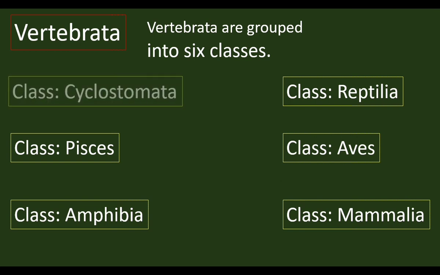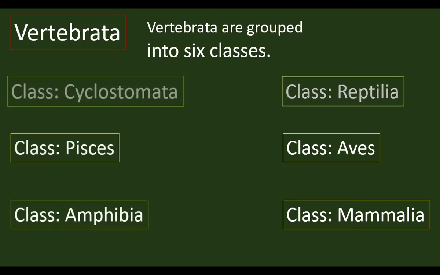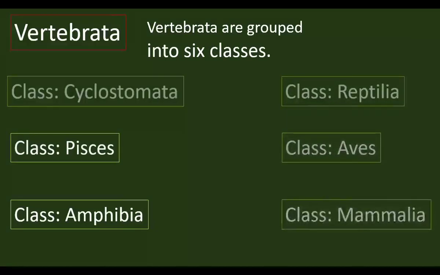Cyclostomata includes fish-like aquatic organisms. They have round mouth. Pisces includes all the fishes. Amphibia, frogs-like animals which can live both in water and on land. Reptilia includes crawling animals like crocodile, snake, turtle, lizards, etc. All the birds come under the group Aves. The class Mammalia includes mammals which give birth to young ones.